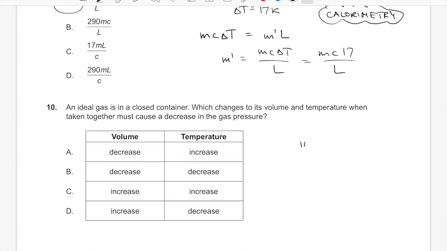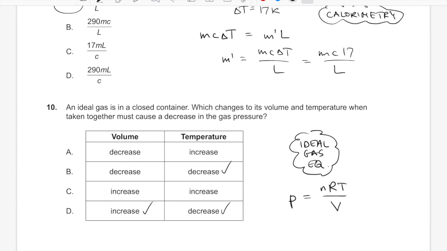Okay. Question 10 is an ideal gas law equation, and pretty straightforward. We have to look at how the pressure changes with volume and temperature. So just write down the equation. P equals nRT over V, and we can see if we want P to decrease, T has to decrease, the temperature decreases, or V could increase. So yeah, D is the correct answer.